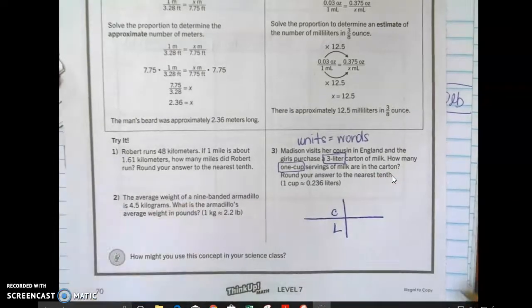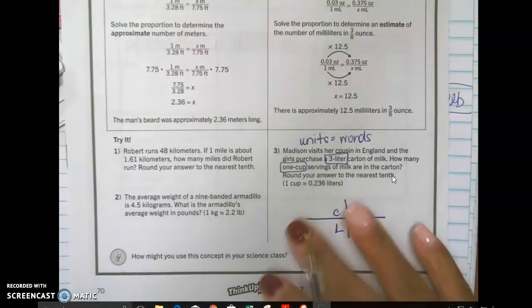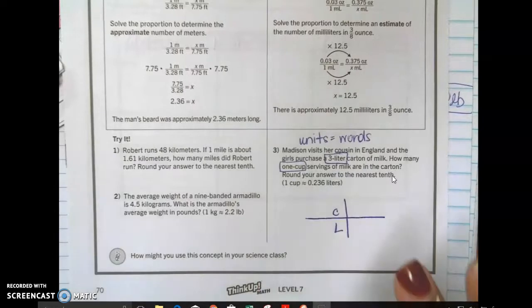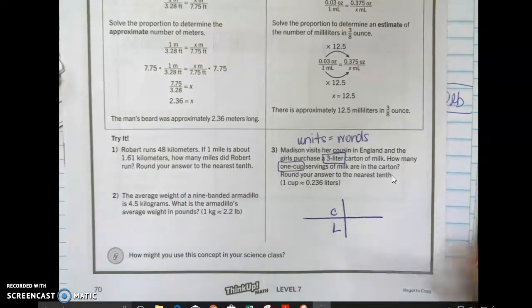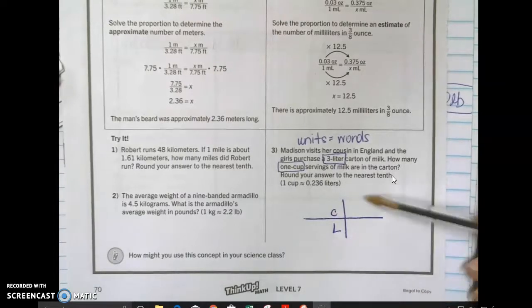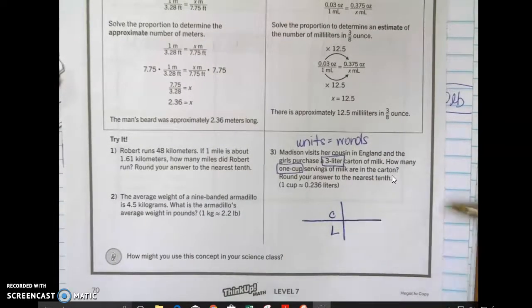Now remember, there are 4 different ways I can write a proportion. Just because I'm writing it this one way does not mean that I have to do it this one way every time. I could put liters on top and cups on bottom. I could put cups on the left and liters on the right, or vice versa. Gentlemen, are y'all paying attention?